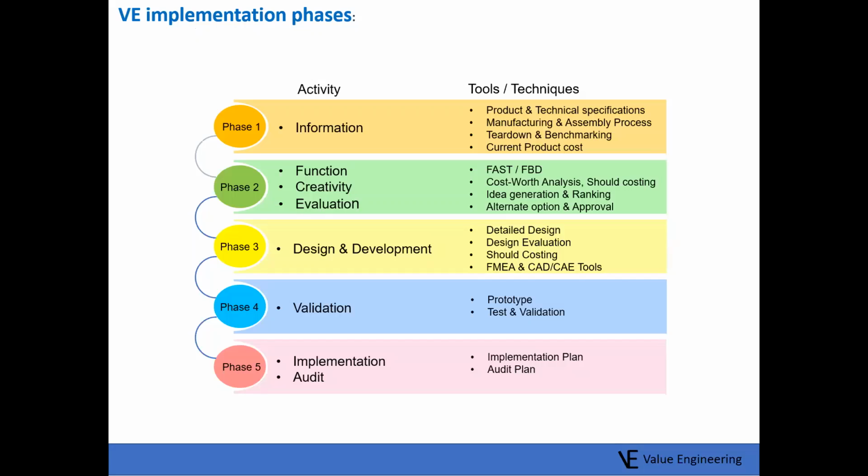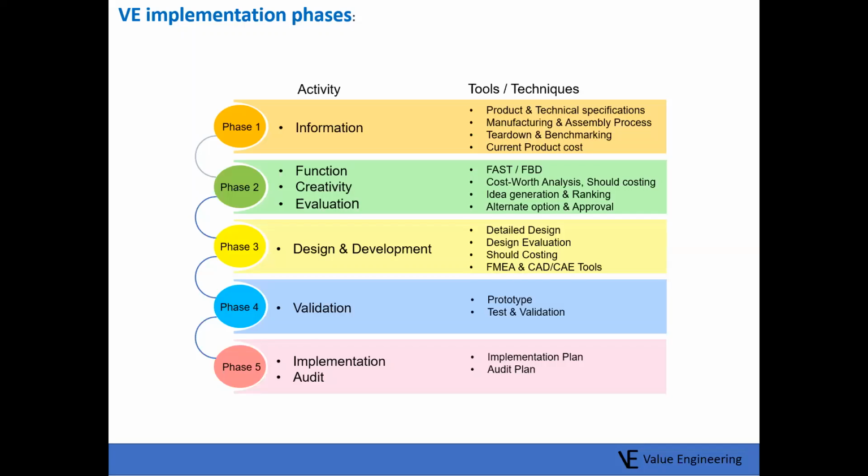For any value engineering product, in the information phase you need to collect all the information regarding the product, like the technical specification, manufacturing and assembly process. If you want to do benchmarking with the competitor products, and what is the current cost of the product, like that. This is the information phase.